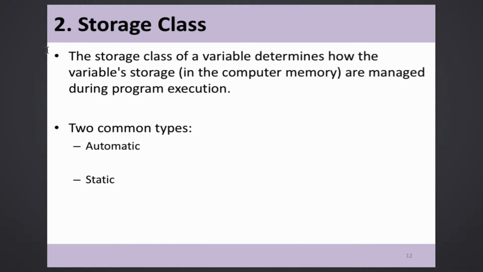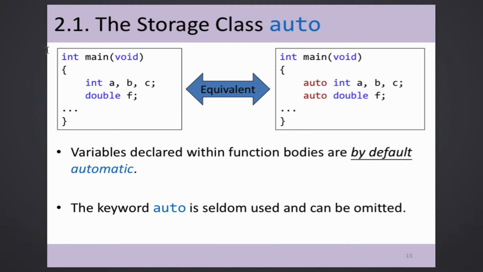And let's tell you two more extra things. I don't know why the one who created the slides talks about this. The automatic is useless. So our two storage classes: one is called static, and static is very useful. Automatic is extremely useless, more useless than useless. So what is the meaning of auto?